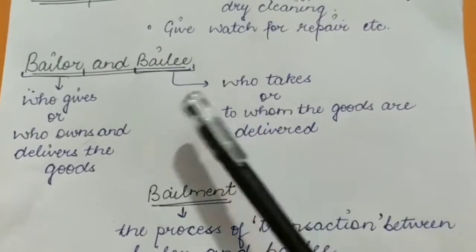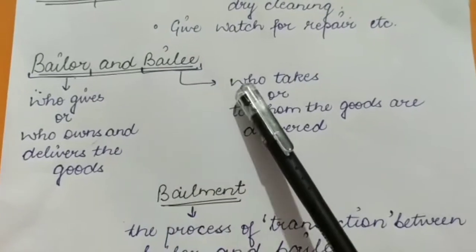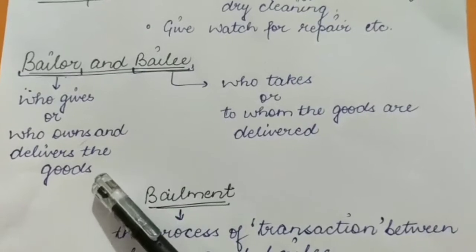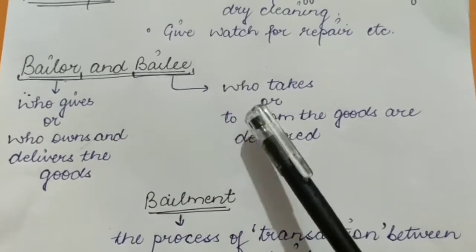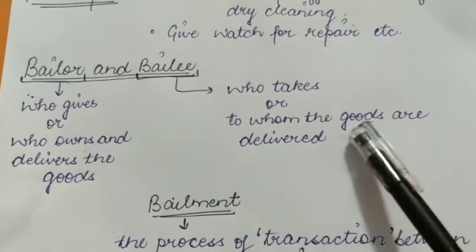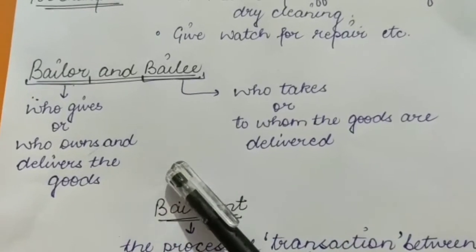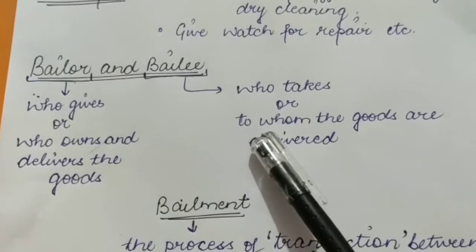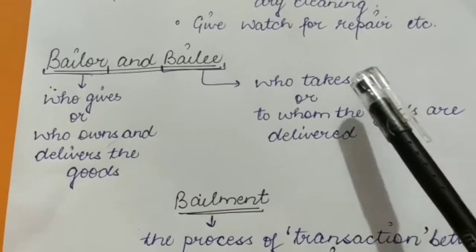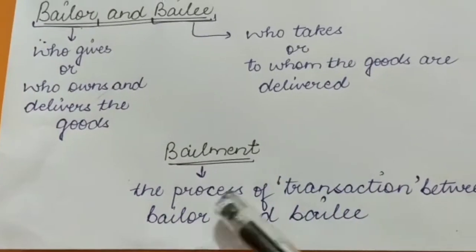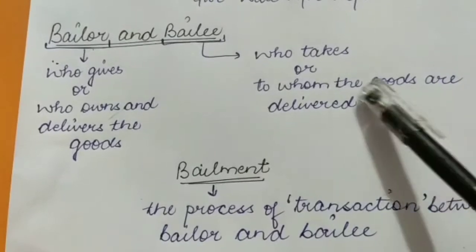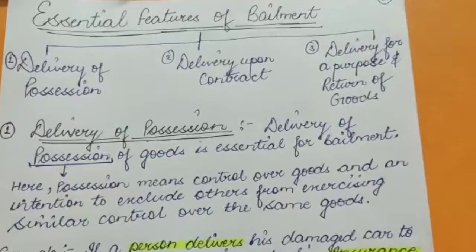In bailment there are two parties, the bailor and the bailee. The bailor is who owns and delivers the goods, and the bailee is to whom the goods are delivered. Simply, the person delivering the goods is called the bailor, and the person to whom they are delivered is called the bailee. And bailment is the process of transaction between the bailor and the bailee. So this whole is known as bailment.